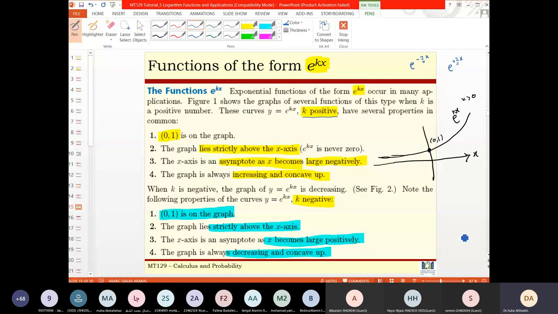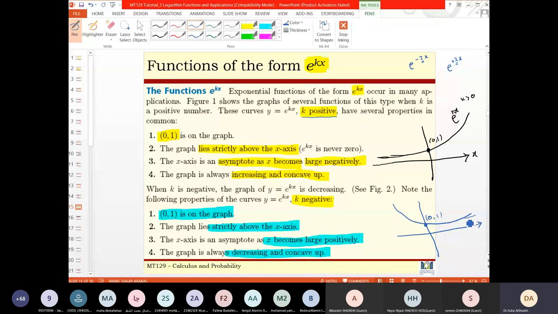So in the case of negative k, this is how it looks. It is decreasing and concave up. It passes through the point 0, 1. It goes closer to the x-axis as x goes positive. So this is e to the kx in the case k is negative.